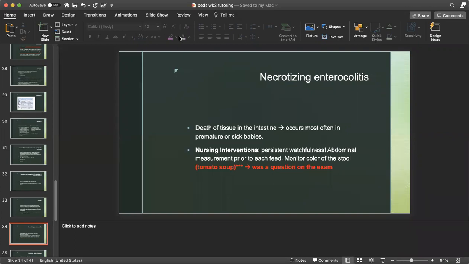A big thing, I specifically remember this being a question on the exam because I knew it for sure. The tomato soup colored stool, that was a huge thing that she emphasized for us. So remember, for necrotizing enterocolitis, tomato soup colored stool. Put those two things together in your head, especially when you're studying, because it might be a question on your exam. It was definitely one on ours, probably one of the first questions on our test.